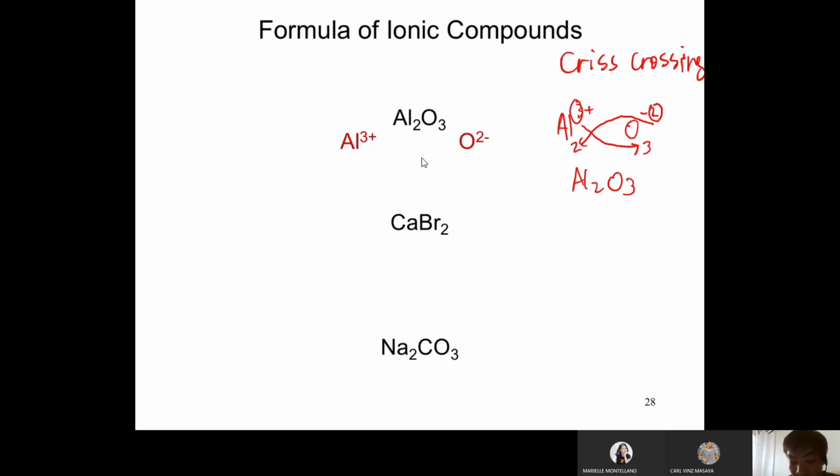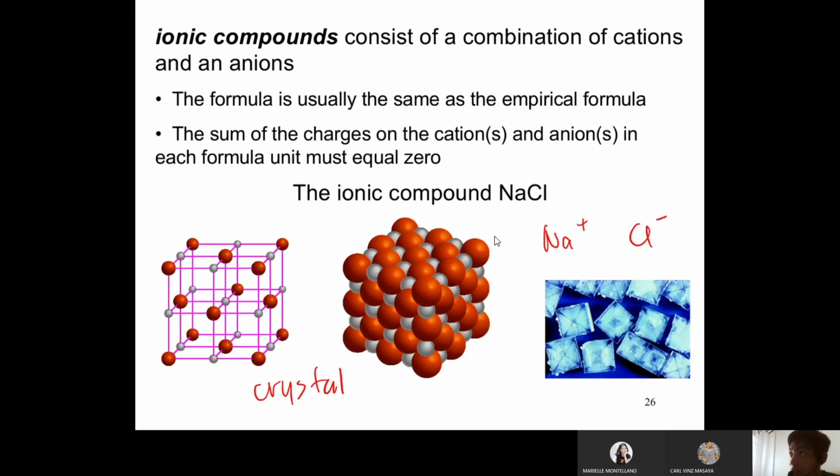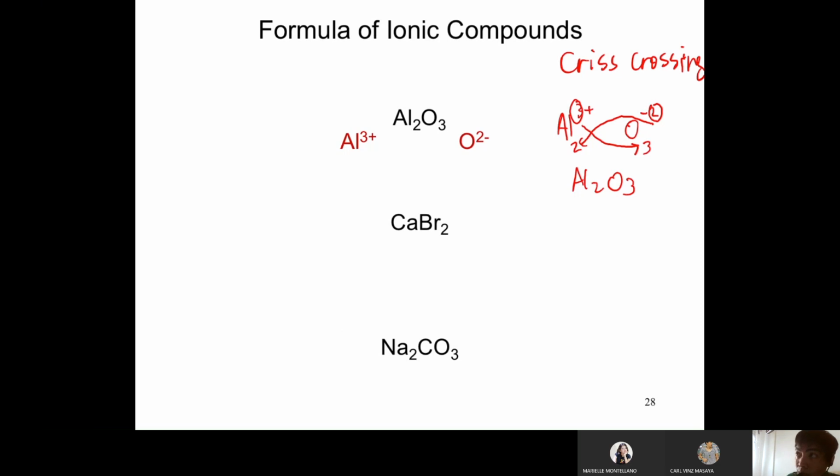To verify kung tama yan, we check the charges. Kasi sabi natin kanina, the sum of the charges should be 0. Tignan natin. So, sa aluminum side, dalawang aluminum meron tayo. So, that is dalawang aluminum times the charge. Ano yung charge ng aluminum? Positive 3. So, 2 times positive 3 is 6. So, that means itong aluminum side, positive 6 yung charge.